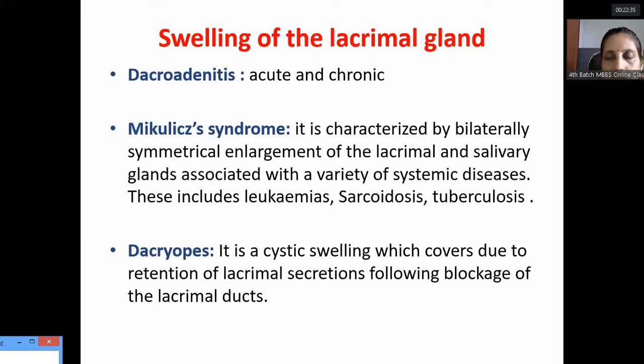This usually comes in cases of proptosis. A patient can come with proptosis. So it can be dacryoadenitis, which can be acute or chronic. It can be Mikulicz syndrome, in which there is bilateral, symmetrical enlargement of the lacrimal and salivary glands associated with a variety of systemic diseases like leukemia, sarcoidosis, tuberculosis. And it can be a dacryops, which is a cystic swelling that occurs due to retention of lacrimal secretions following blockage of the lacrimal duct.